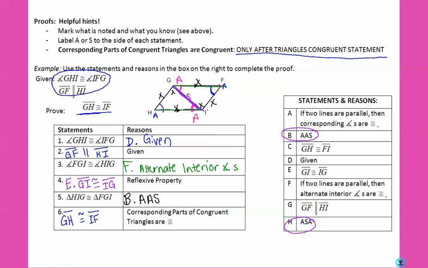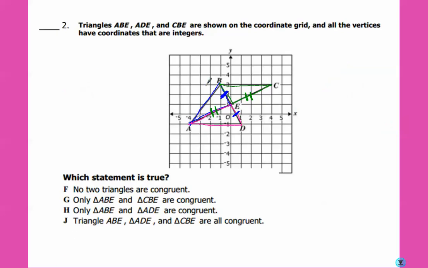So we need to check the other side that we're given. Here we can just count 1, 2, 3, 4, 5. 1, 2, 3, 4, 5. So those sides are congruent. So now at this point, we know that ADE and triangle CBE are congruent.